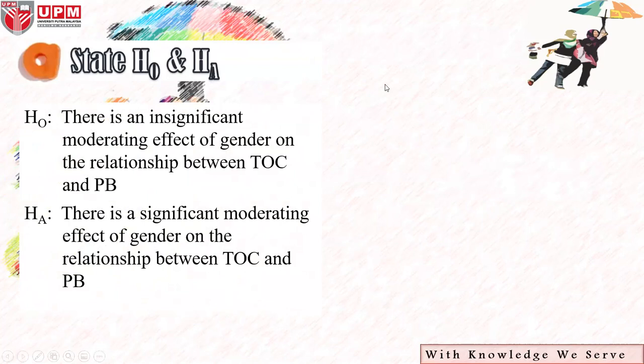For the null hypothesis, we can just state there is an insignificant moderating effect of gender on the relationship between TOC and PB, task-oriented coping and PB. Whereas our research hypothesis: there is a significant moderating effect of gender on the relationship between task-oriented coping and PB. So very clear, it's easy.